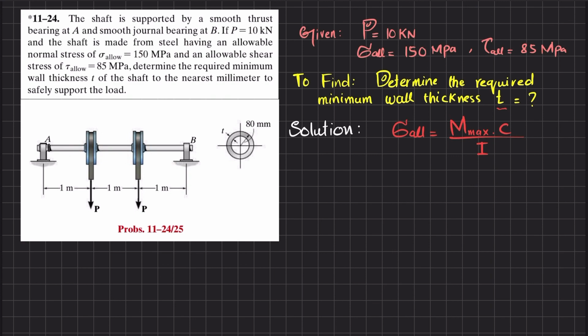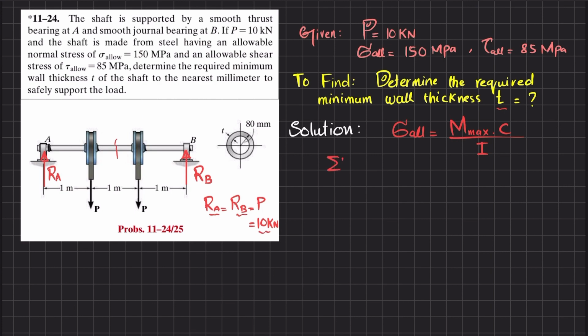So the first step is that if you remove this thrust bearing, you will definitely have a reaction force. Let this be Ra, and if you remove this smooth bearing at B, you will have a reaction force Rb. By using symmetry about the middle, you can see that Ra will be equal to Rb, and that will be equal to P, which is 10 kilonewton. But I will solve it to show you that Ra and Rb are equal to 10 kilonewton.